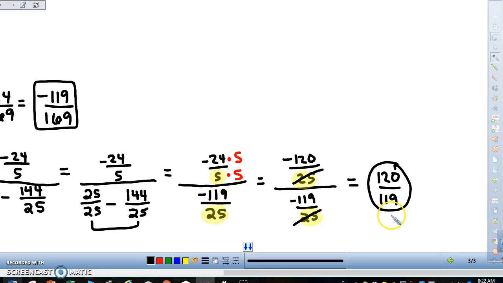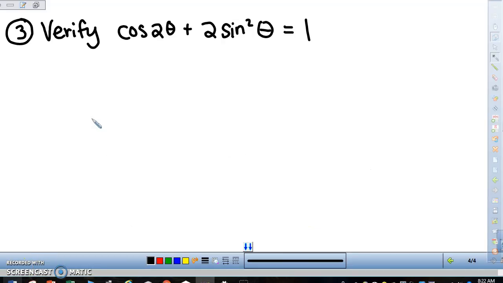So again, you will not have your graphing calculator for this, and so you will need to be able to do all of these fraction calculations by hand. So the tips that I've shared with you here, I think, will be very helpful.